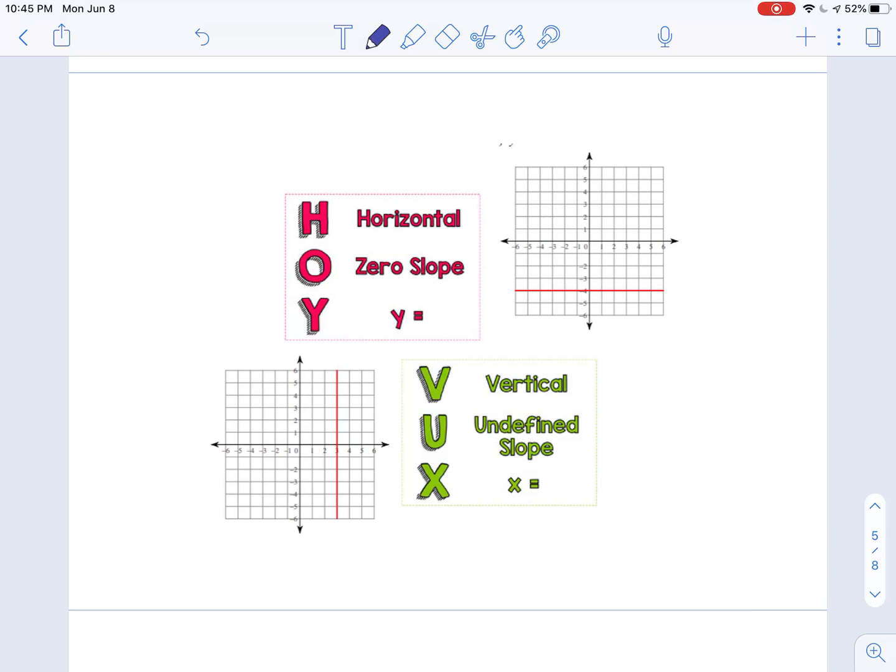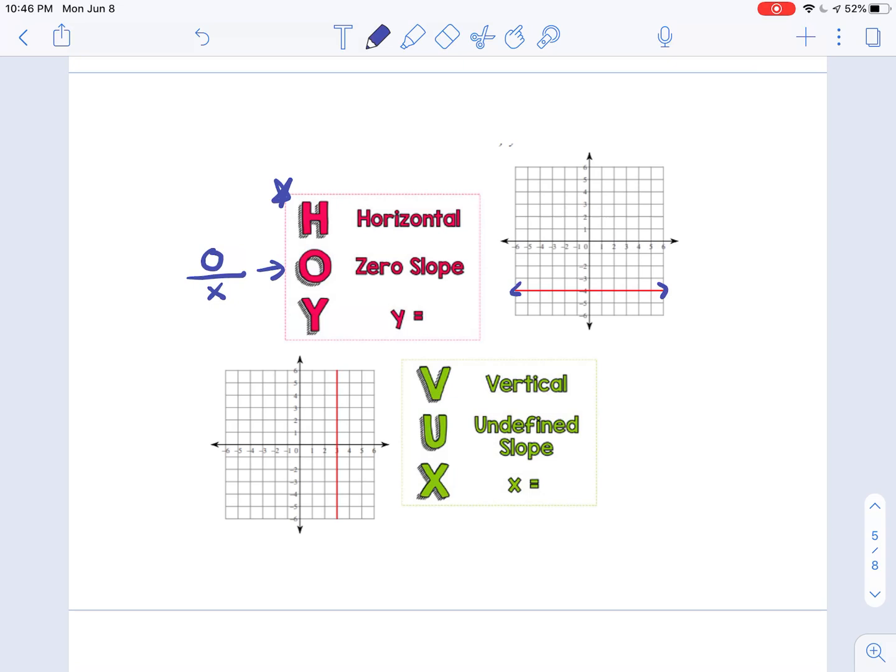Now, there are 2 special cases I want you to be aware of, right? Remember, HOY, VUX, okay? Those are the letters that you need to remember for horizontal and vertical lines. So when we have horizontal lines, something you have to remember is that it will have a 0 slope. So these can pop up in any question, right? They can show up. So let's say you had something where you had to calculate the slope. If at any point I get 0 over any value, that tells me that I have a 0 slope and my line is going to be horizontal.